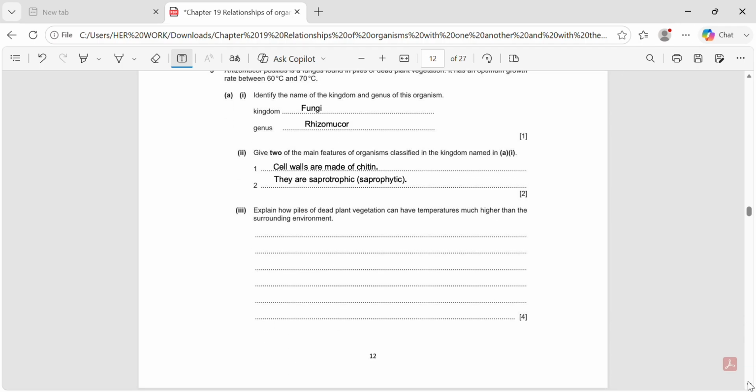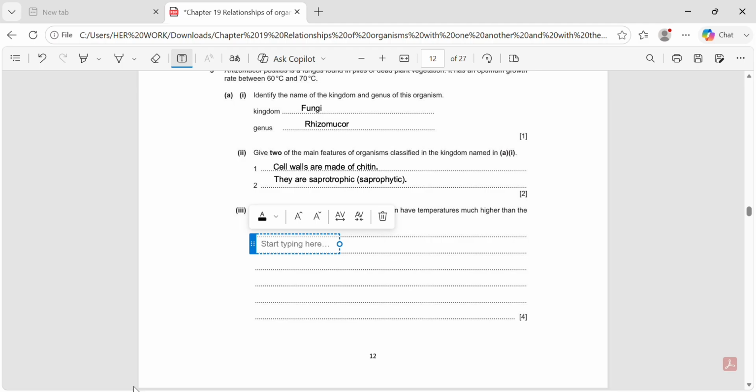Third part then asks, explain how piles of dead plant vegetation can have temperatures much higher than the surrounding environment. So, think about what is happening inside the pile. Fungi and bacteria act as decomposers, breaking down the dead plant material. As they respire, heat energy is released. Since the pile of vegetation forms a thick insulating layer, much of this heat is trapped instead of escaping into the surroundings. As a result, the temperature inside the pile becomes much higher than the surrounding environment.